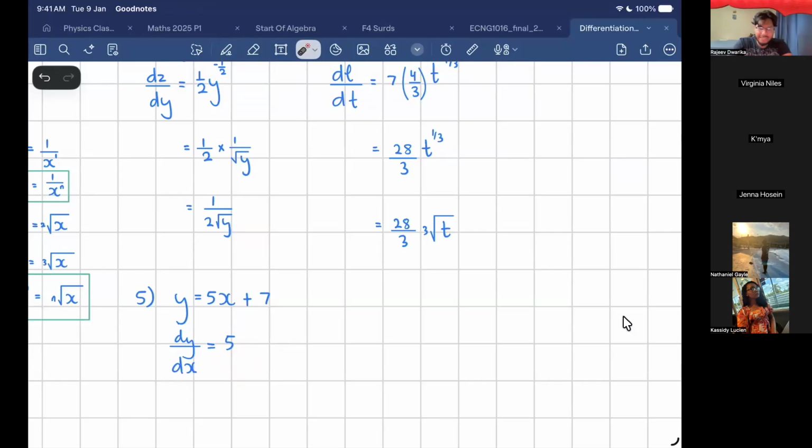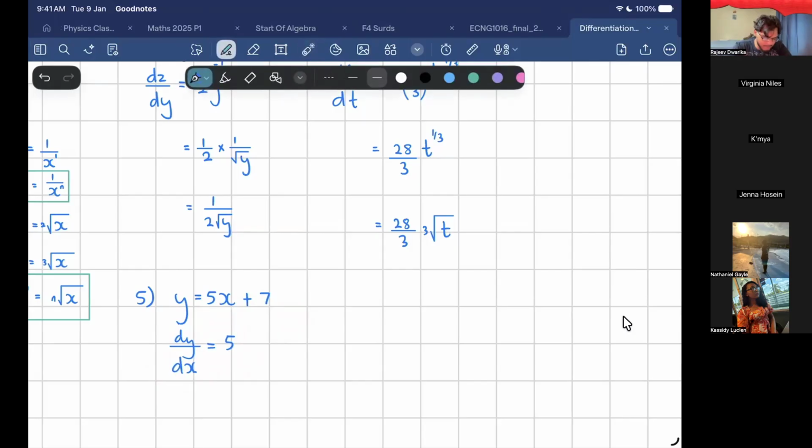Now, what does this tell us? This tells us that between any 2 points on this graph, the gradient will always be what? 5. Exactly. So, does it make sense for you all? This is our straight line. Does the gradient for a straight line ever change? No, sir. So then the gradient will always be 5. Hope that makes sense.